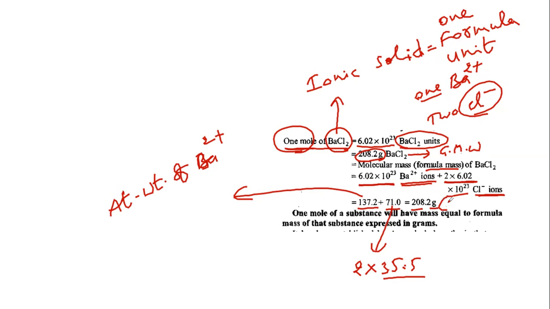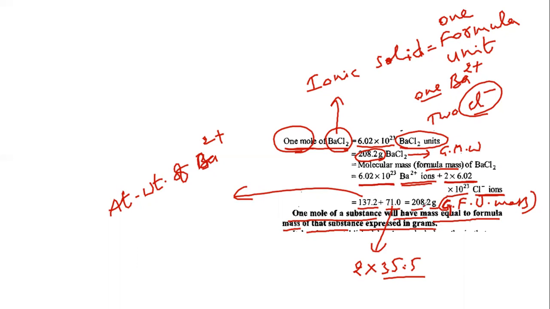Is what now? Gram formula unit mass. What do you say? Gram formula unit mass of barium chloride is 208.2 grams. So 1 mole of a substance will have mass equal to 1 gram formula mass. This is nothing but formula mass. 208 grams is what now? Gram formula mass of barium chloride, that substance expressed in grams.